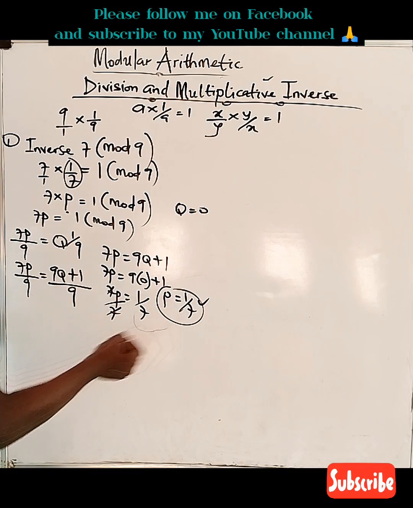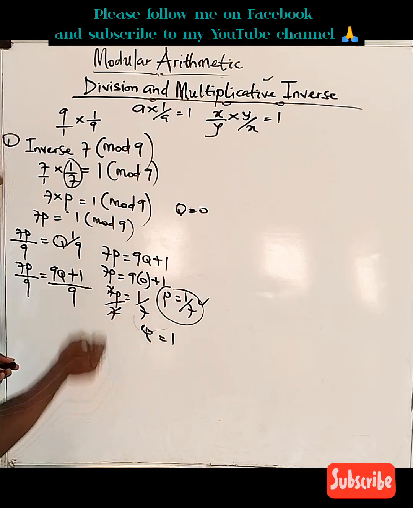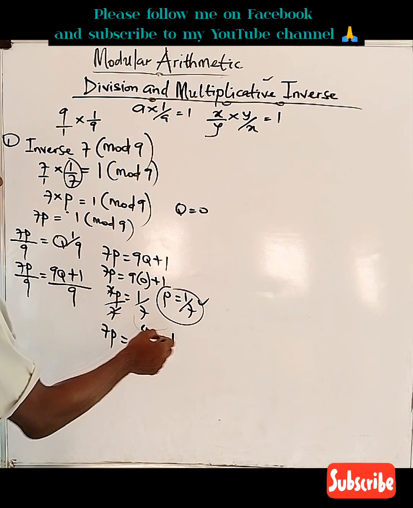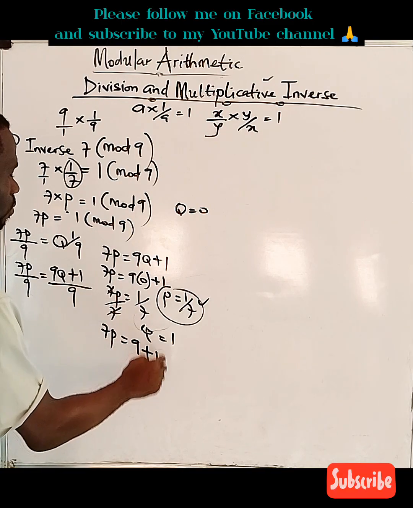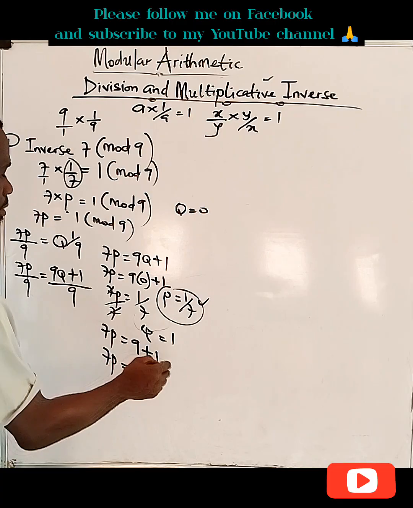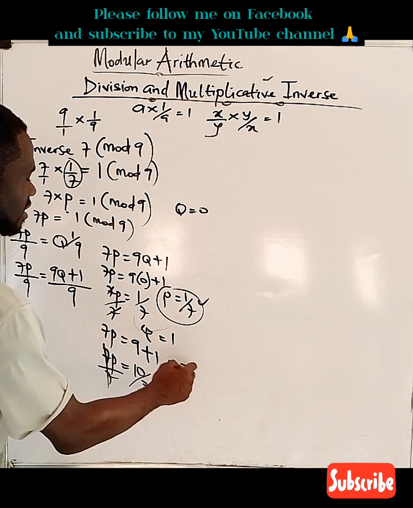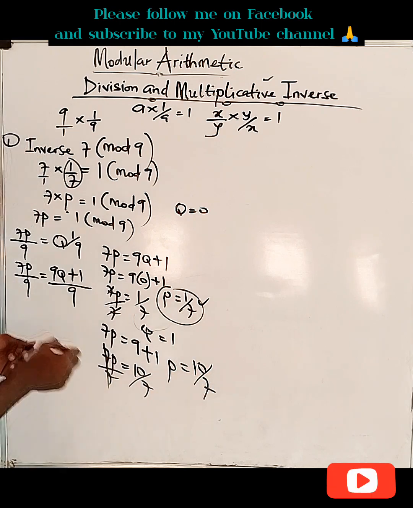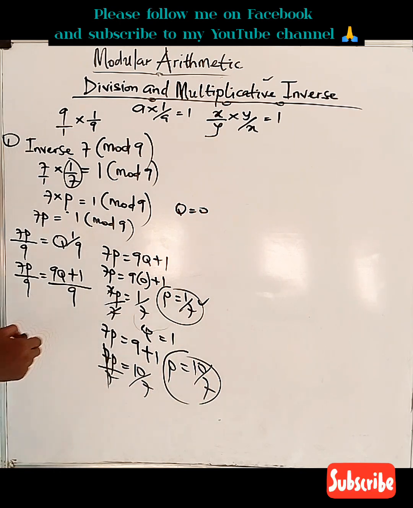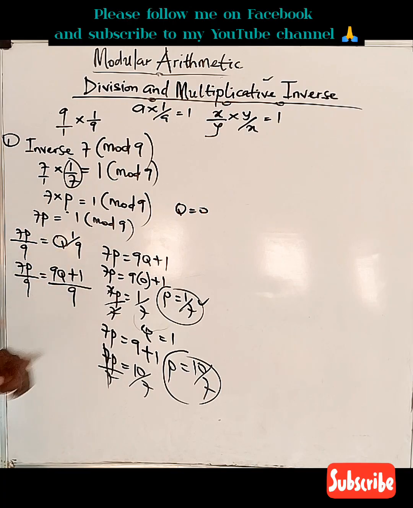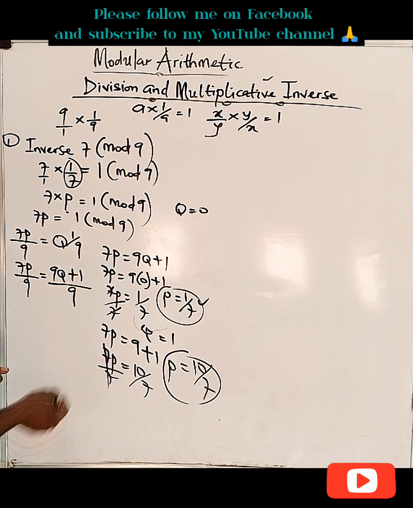So let's see if Q is 1, what's going to be P then. That will be 7P equals 9 times Q, which is 9 plus 1. 7P equals 9 plus 1, which is 10. Divide both sides by 7. So P is 10 over 7. So it means P also could be 10 over 7. So 7 times 10 over 7 gives 10, and 9 in 10 gives us 1 remainder 1. So 1 modulo 9.